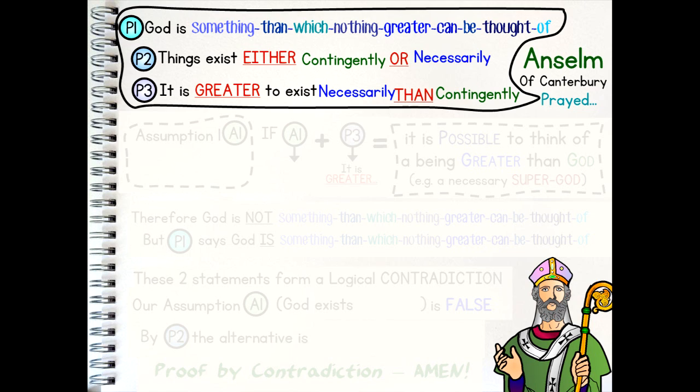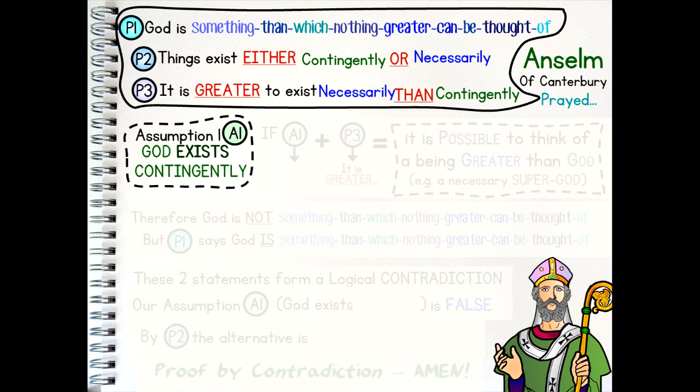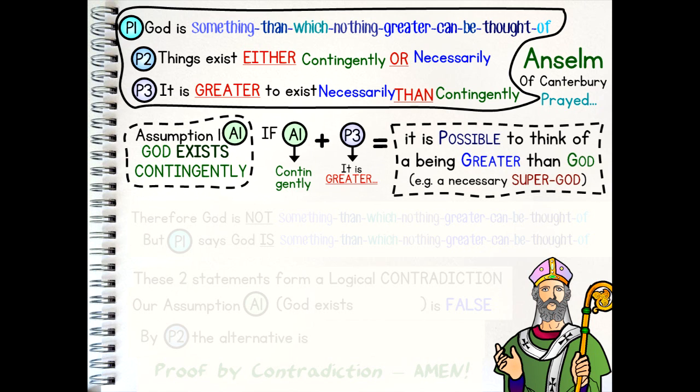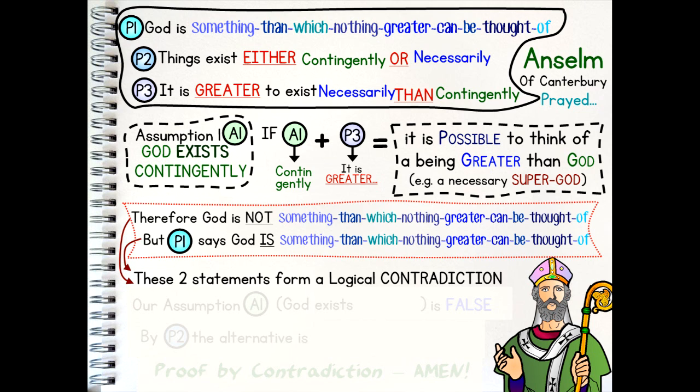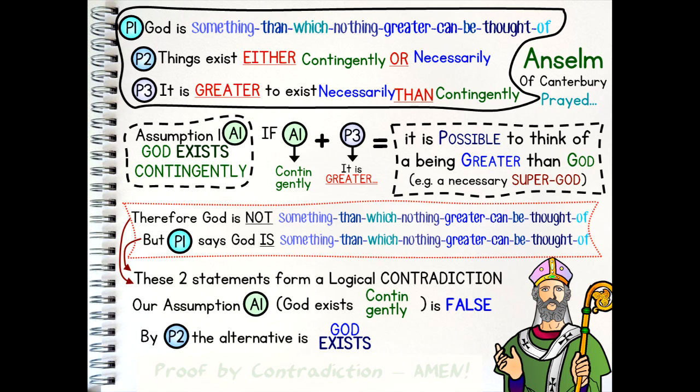If this time we make our assumption that God exists contingently, then when we follow the logic through, we arrive again at a proof by contradiction. i.e., if God exists contingently, but it is greater to exist necessarily, then it would be possible to think of a being greater than God, and therefore we have the same logical contradiction as before. So we come to the conclusion that God must exist not contingently, but necessarily.